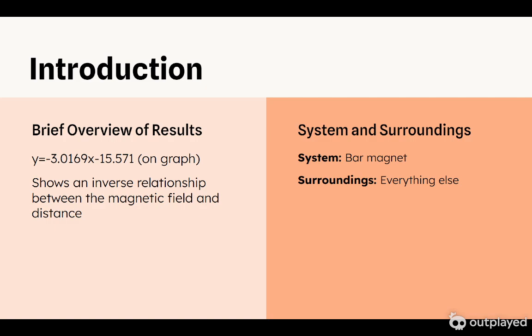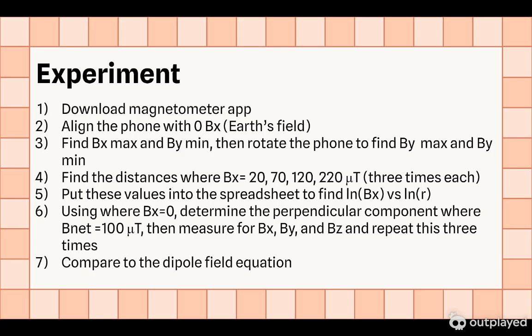For the introduction, a brief overview of results. Y for our graph is going to be y equals negative 3.0169x minus 15.571, and it shows an inverse relationship between the magnetic field and distance. Our system is going to be our bar of magnets, and our surroundings are everything else.